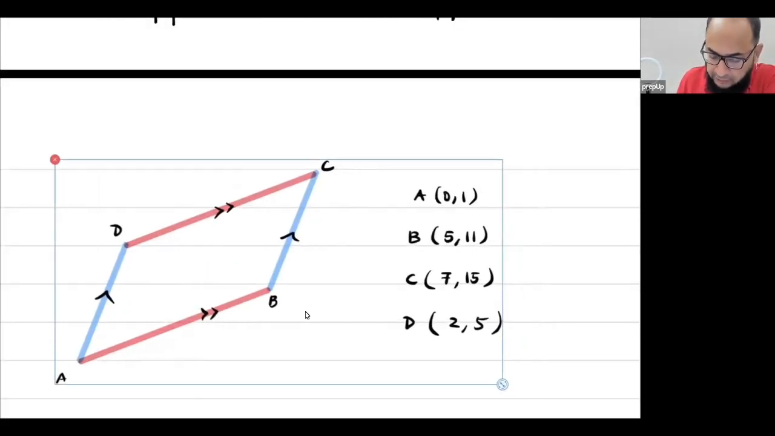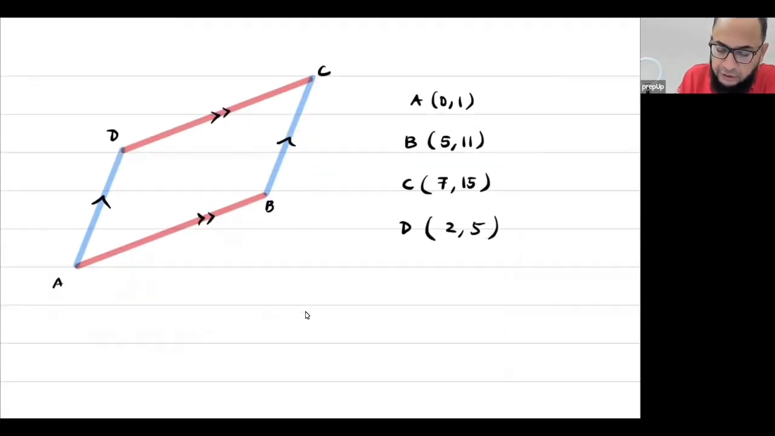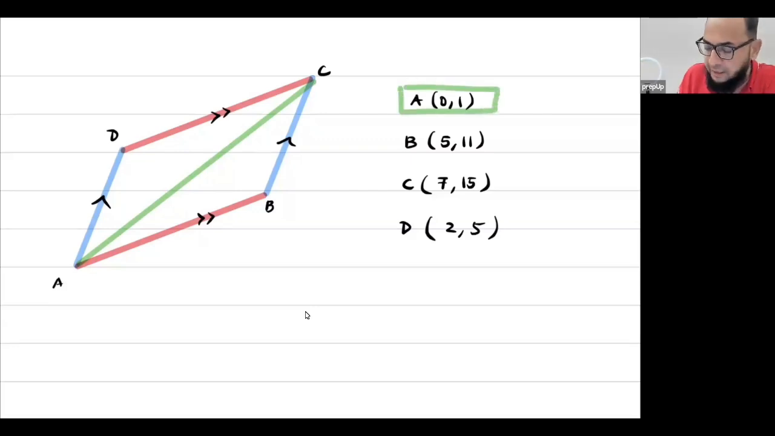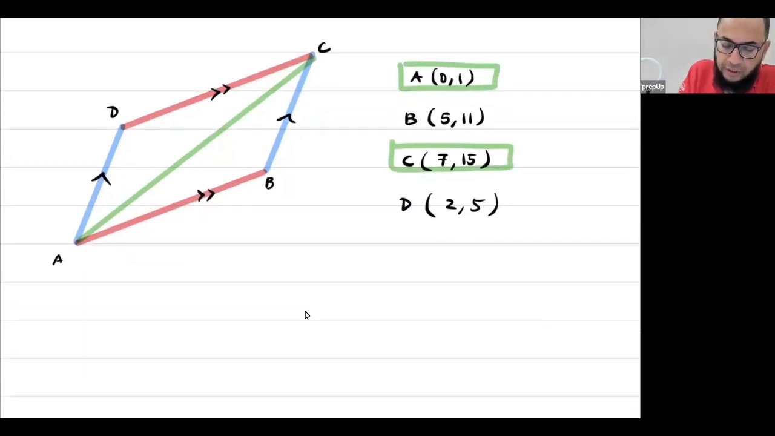Now what I'll do is let's talk about the two diagonals. Let me draw a line starting from A all the way to C. So this is A, this is C. We have A, which is (0, 1), and C, which is (7, 15).